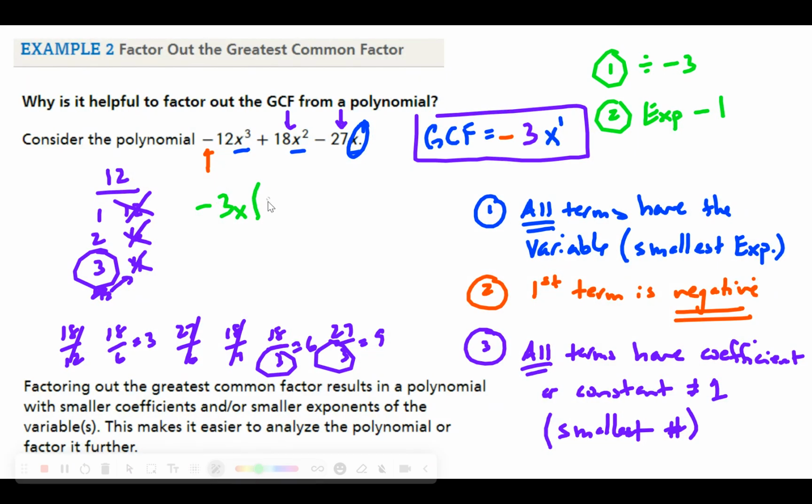Negative 12 divided by negative 3 is positive 4. X to the third, take away 1 is x to the second. 18 divided by negative 3 is negative 6. Take away 1 from x to the second, you get x to the first, x. Negative 27 divided by negative 3 is positive 9. X, take away 1 is x to the 0. It goes away. And this is going to be that factored form.